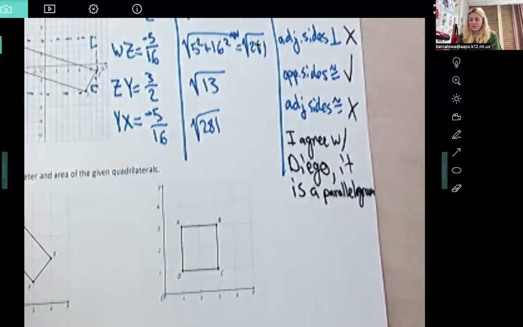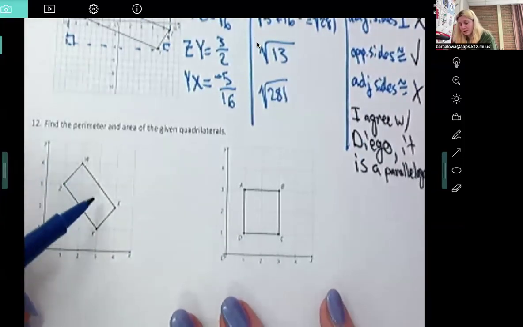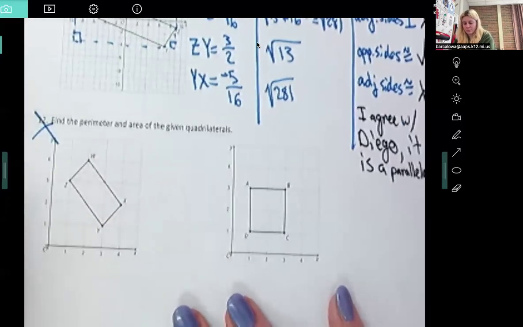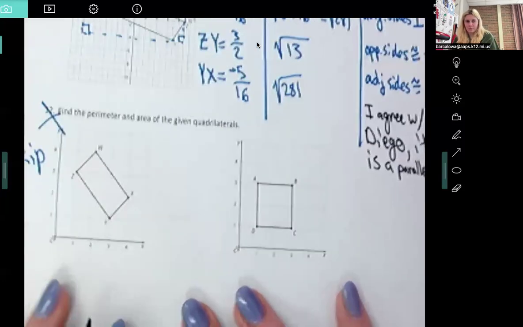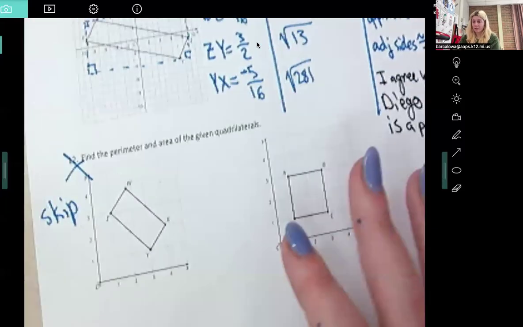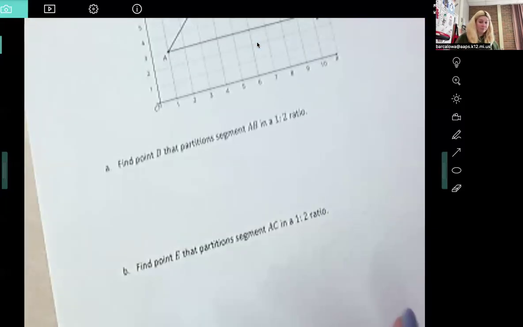Okay, this is kind of a blast from the past, perimeter and area. I'm actually gonna skip this one. Perimeter is your length around and your area is length times width. Because I am crunched for time, that's why I'm skipping that one.